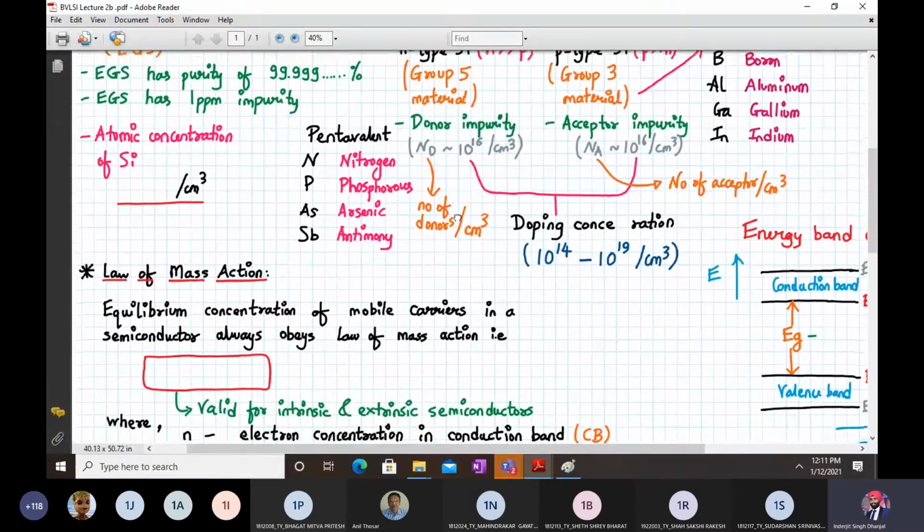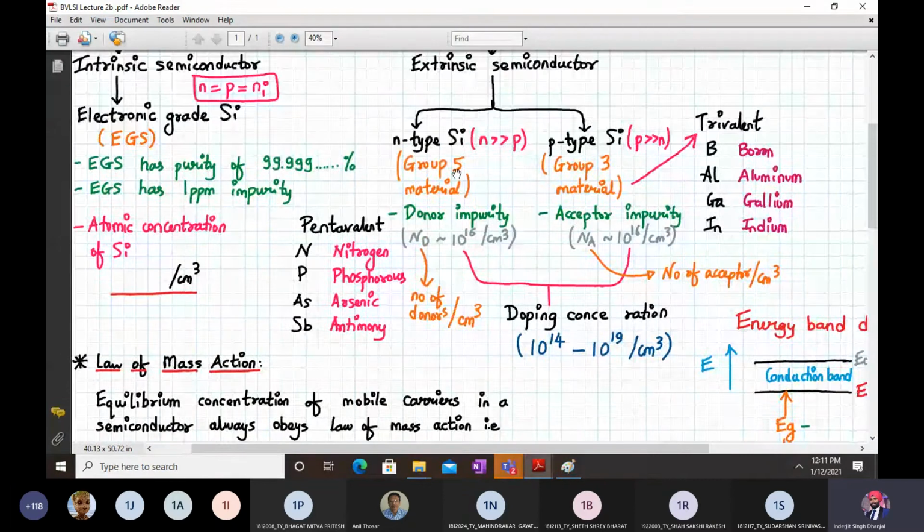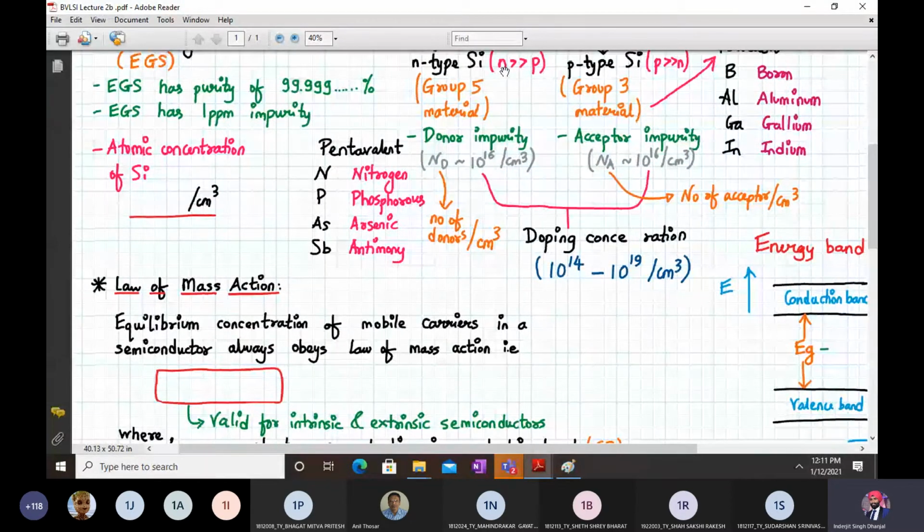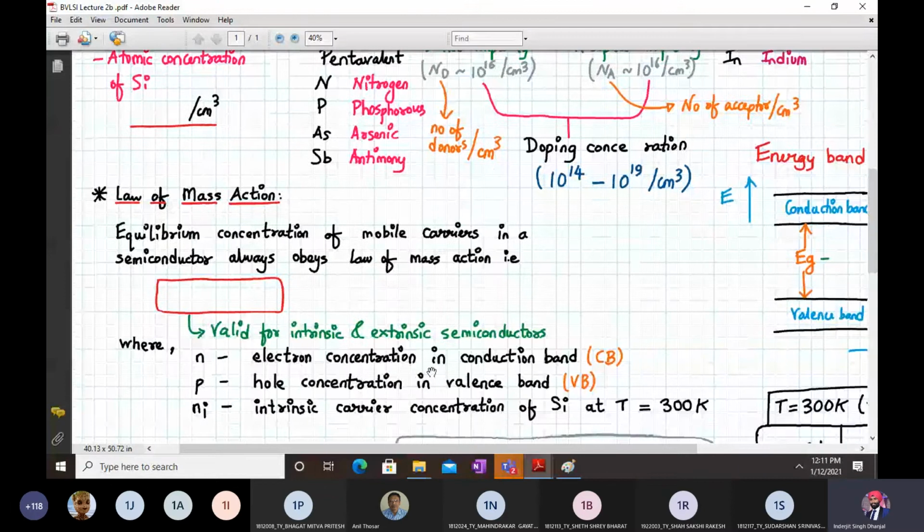In case of extrinsic semiconductor, you can have majority carriers as electrons and minority carriers as holes. That also means that the majority carriers, that is n, and the minority carriers, that is p, in n-type silicon, the product is also equal to ni square. This is what we mean by law of mass action. The product of your electron concentration in the conduction band and the hole concentration in the valence band is a constant, and that constant is equal to ni square.